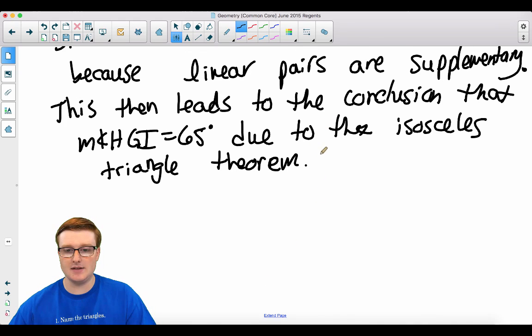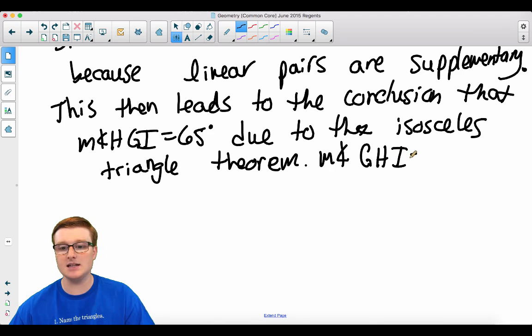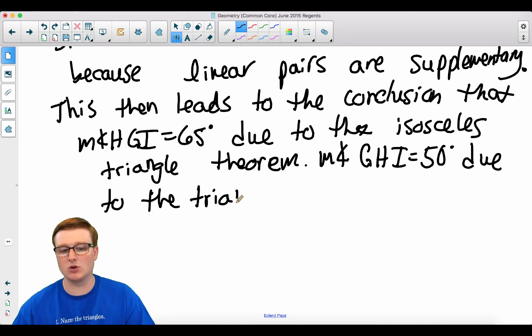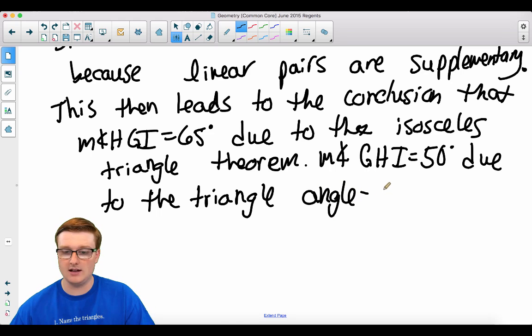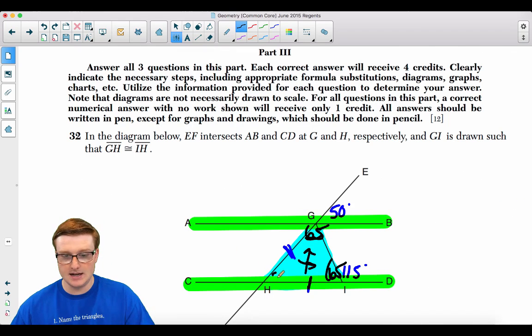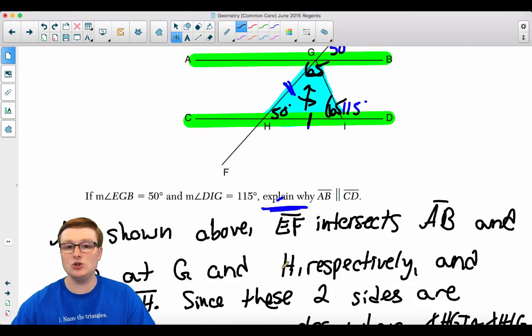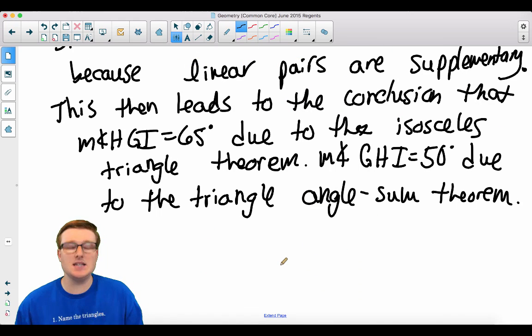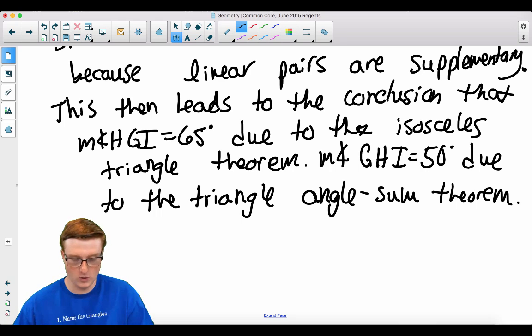So now I'm going to say that the measure of angle GHI is equal to 50 degrees due to the triangle angle sum theorem. We're almost there. We're one step closer. So this angle over here is 50 degrees due to the triangle angle sum theorem. There's only 180 degrees in a triangle. You can't exceed 180 degrees or else it's not a triangle anymore.